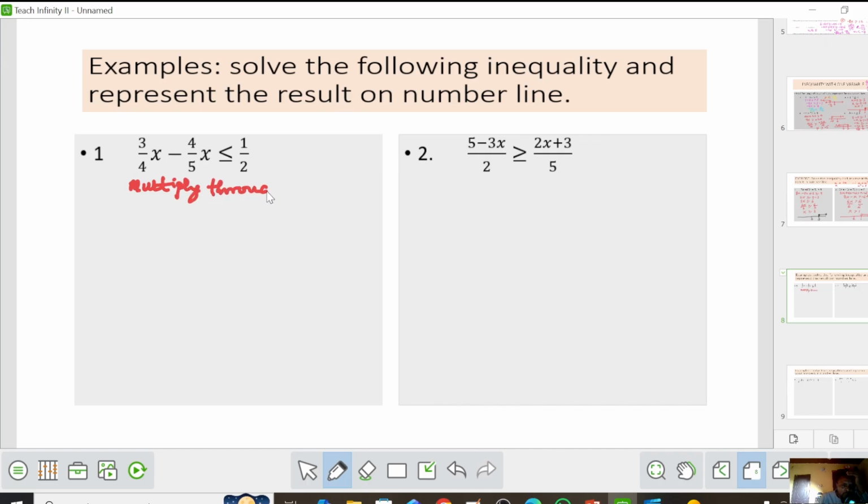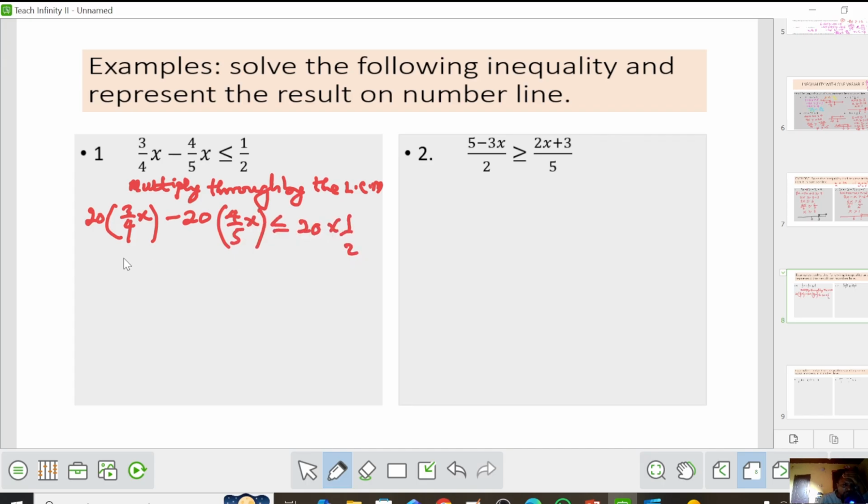by the LCM. Multiply everything by the LCM, and the LCM of 4, 5, 2 is 20. So you multiply each term by 20, so that you have 20 times 3 over 4 x, then minus 20 times 4 over 5 x, less than or equal to 20 times 1 over 2. So with this 4 here into this, we have 5 into 3x, minus 4 into 4x, less than or equal to 10.